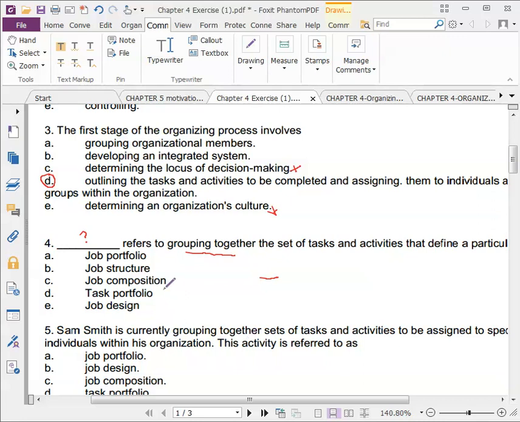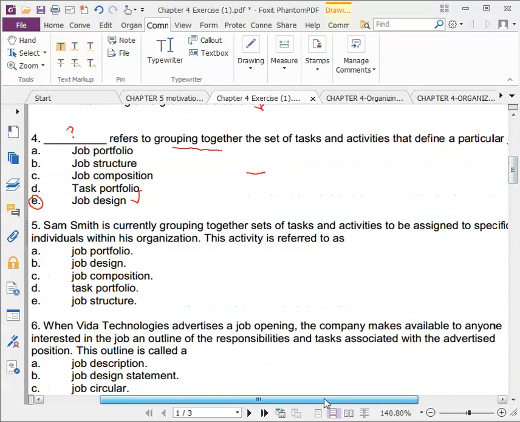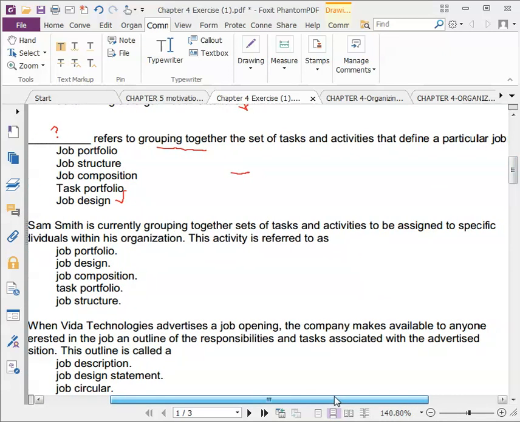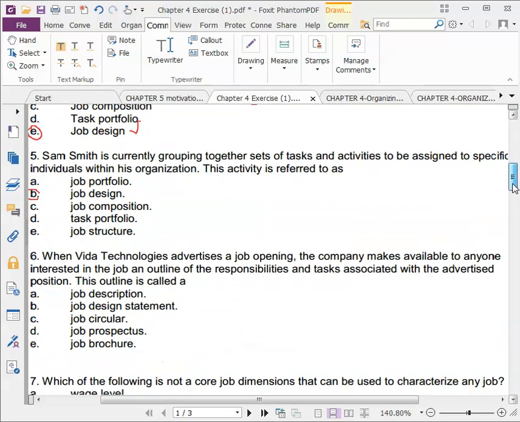Okay, so the correct answer is actually not C, but the answer is E, job design. Okay, so let's look at question number 5. Sam Smith is currently grouping together set of tasks and activities to be assigned to specific individuals within his organization. Okay, these activities are referred to as, sama juga jawapan dia macam dekat atas tadi, sebab still the same. Sama juga, job design. Okay, how about number 6?